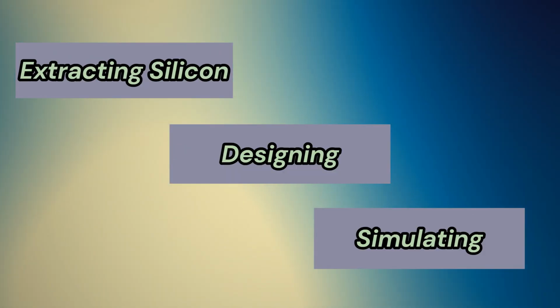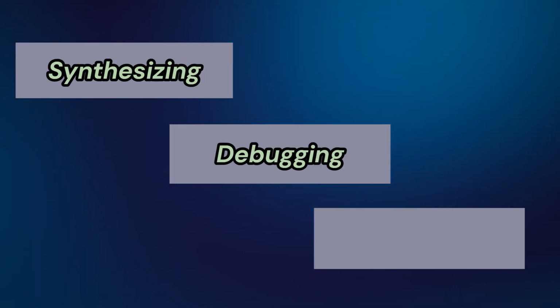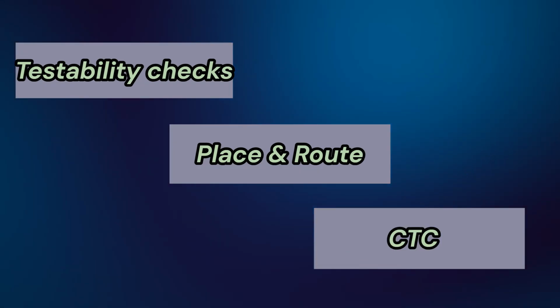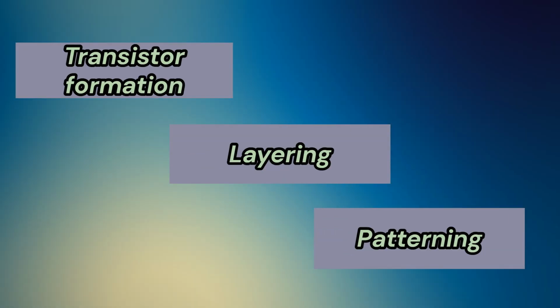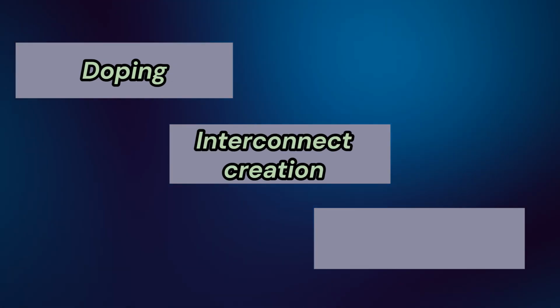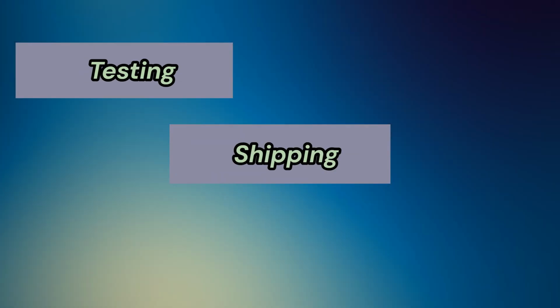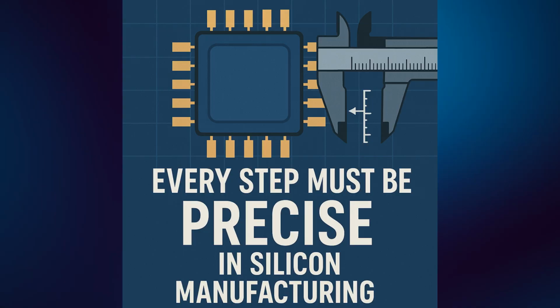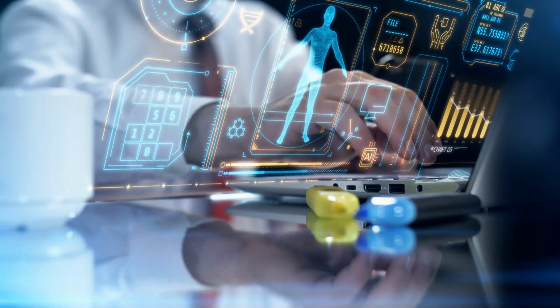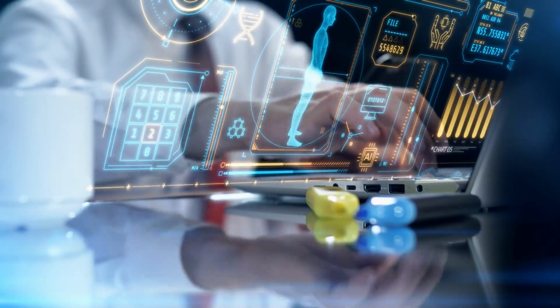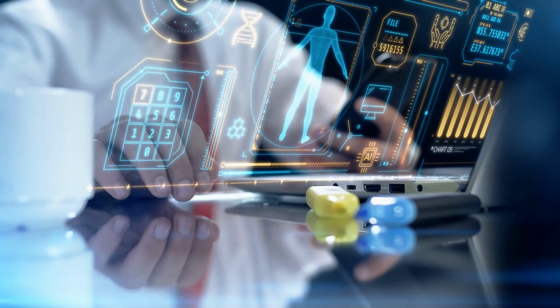From extracting silicon from sand, designing, simulating, synthesizing, debugging, floor planning, testability checks, PNR, CTS, STA, layout, to wafer fabrication, transistor formation, layering, patterning, doping, interconnect creation, packaging, testing, and finally shipping. Every step must be precise. It's a combined effort of innovators, designers, engineers, manufacturers, machines, and human expertise.